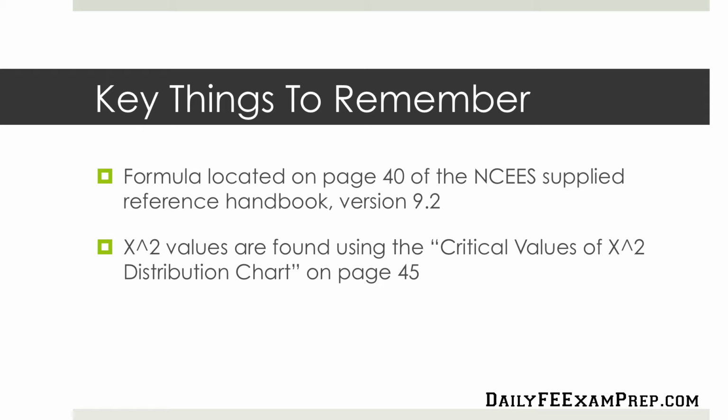And I think this is where people get tripped up the most. If they don't know to look there, they could start plugging in values and trying to solve for this chi-squared value, but it's actually located for you on the critical values chart. So be sure to remember that.